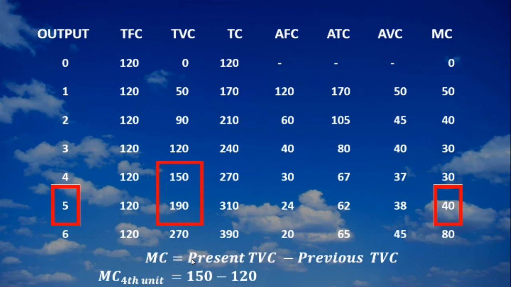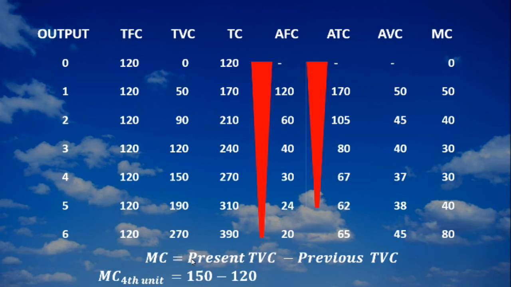The next and the most important thing that we have to learn is this: the trend in average fixed cost, average total cost, average variable cost, and marginal cost. I mean, how they behave with increase in output. Take average fixed cost. It keeps on falling. Average total cost falls up to the 5th unit and then it increases. Average variable cost also falls up to the 4th unit and then it increases. Marginal cost too falls up to the 3rd unit and then it increases.